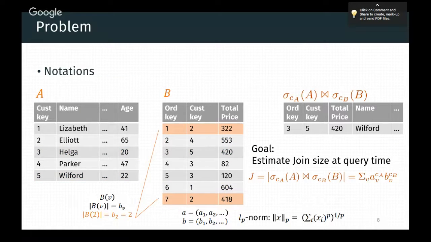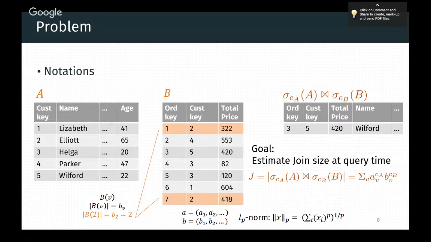Then our goal is to estimate join size at query time, with CA and CB as the predicates given at query time for table A and table B. And here I will introduce some notations. We use capital B_V as the set of tuples in table B with join value V. In this example, B_2 is the set of the orange tuples, and the size of capital B_V is denoted as b_V. In this case, b_2 equals 2 because we have two tuples with join value 2. So the size is 2.